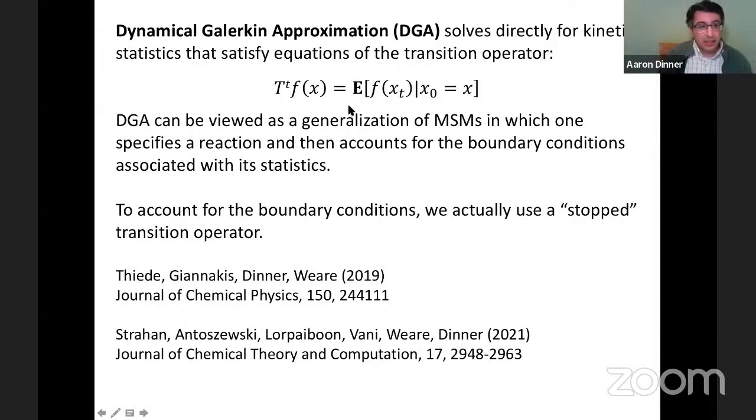So in some sense, the way you could think of this dynamical Galerkin approximation, or DGA, is as a generalization of Markov state models, but one where we've actually specified what is the reaction or process that we're interested in. And then we're going to be able to correctly account for, in essence, the reactant and product states when we construct the appropriate transition matrices and then solve these operator equations. Okay, so that's the basic idea.